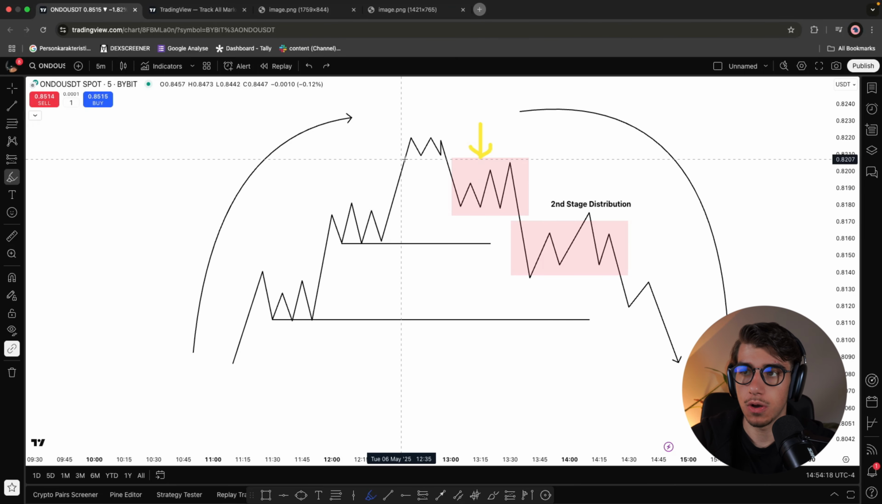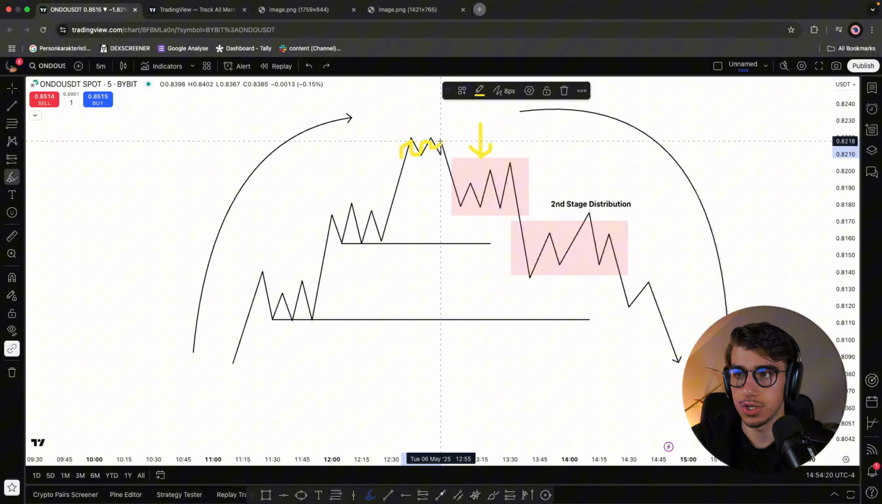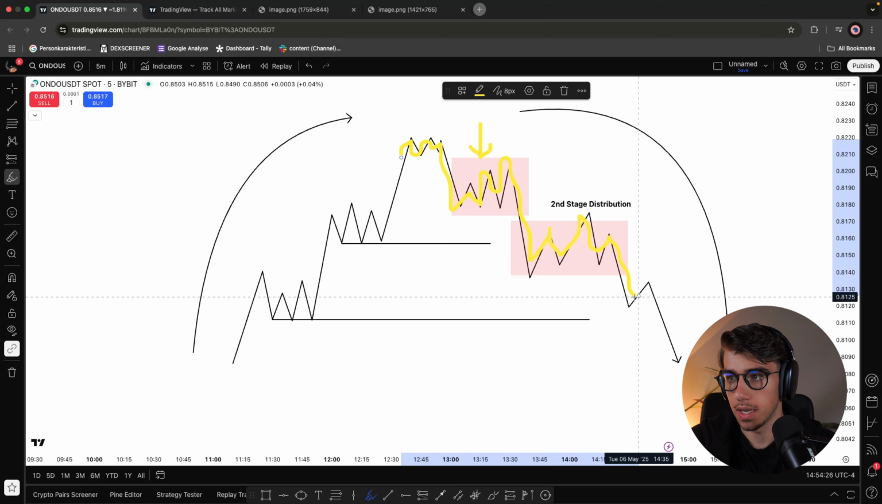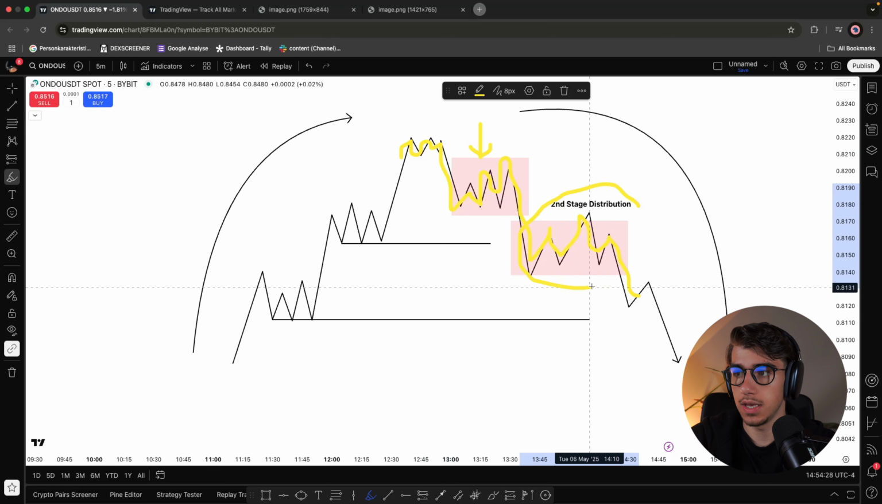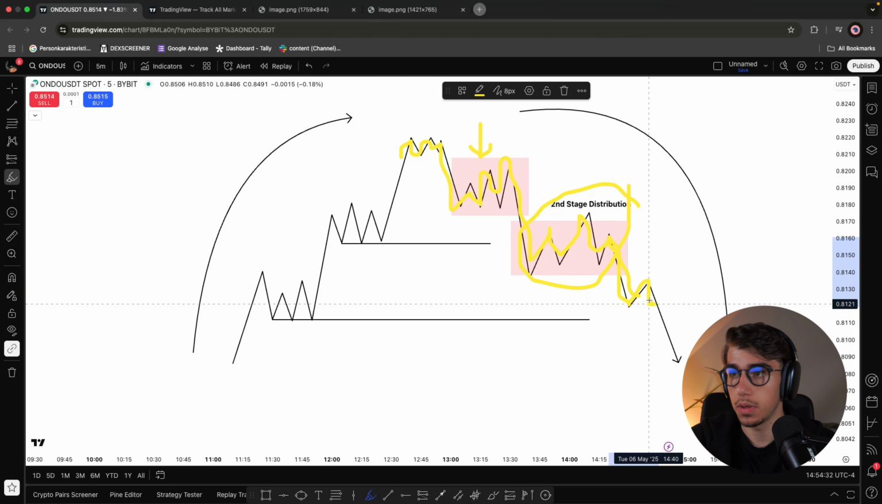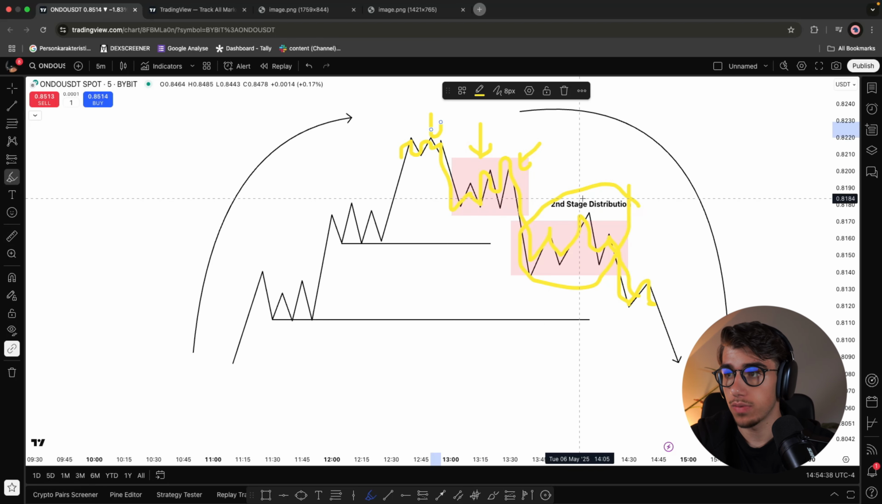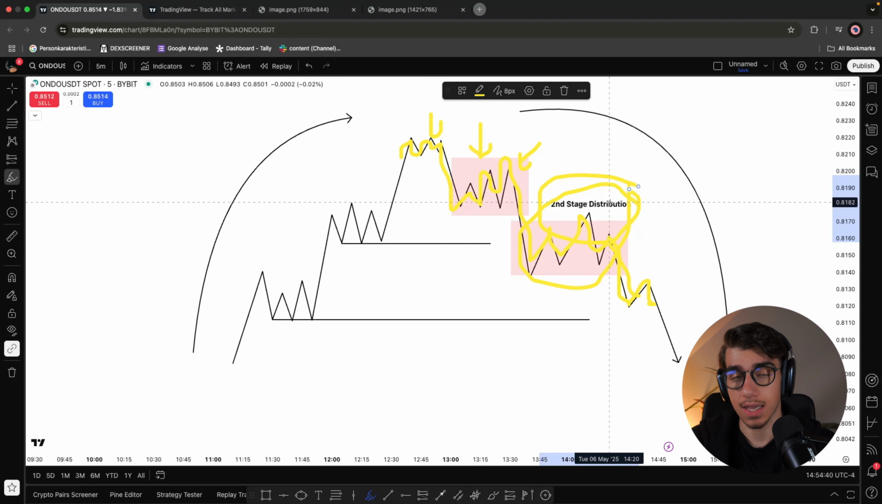Now, the pattern I'm talking about is, of course, consolidation, displacement, consolidation, displacement. Now again, consolidation, displacement. And so we have a lot more reason to believe that this consolidation is going to lead to a displacement down lower because we've already seen it happen twice already. And so that is exactly why I always recommend that you look for your entry in the second stage distribution, because it just makes the overall trade a lot higher probability.